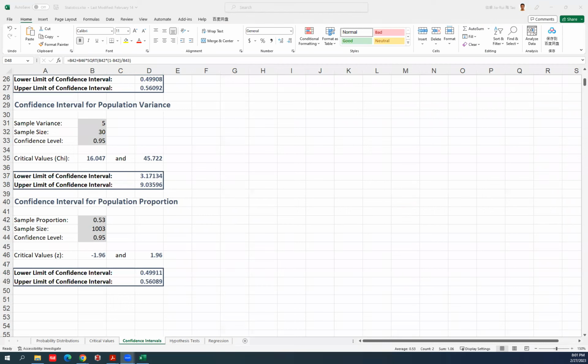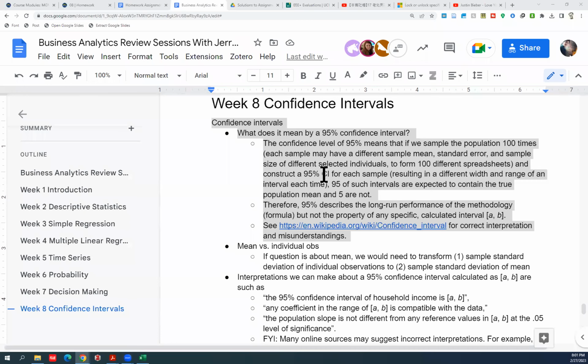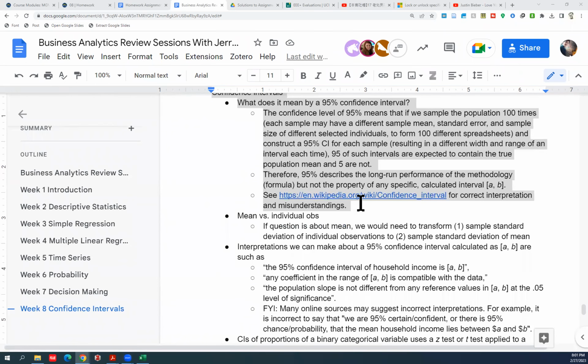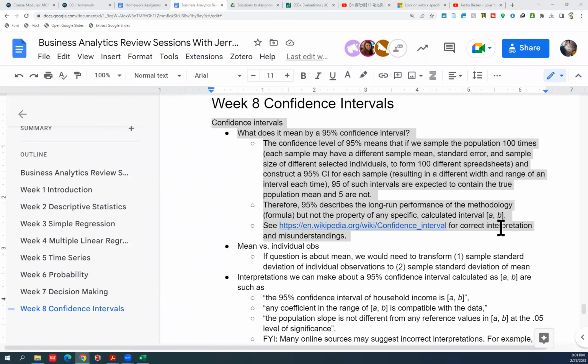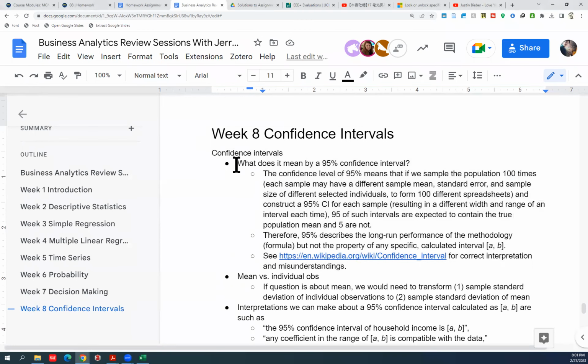Right. What I meant is that some of the online resources could illustrate incorrect interpretation. Before understanding how to give a correct interpretation of the confidence interval, let's review what confidence intervals actually mean. When we have a 95% confidence interval, let's go back to my notes in the first part.